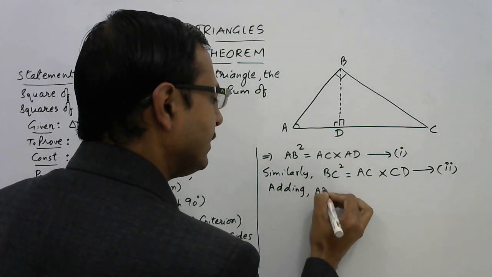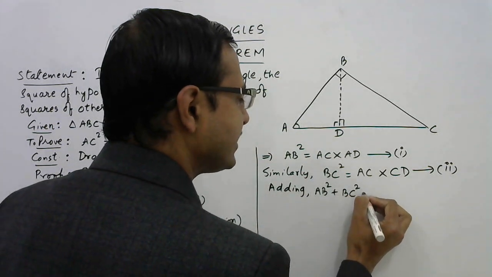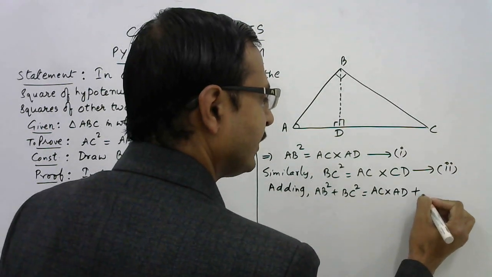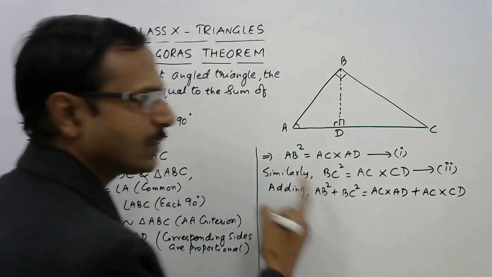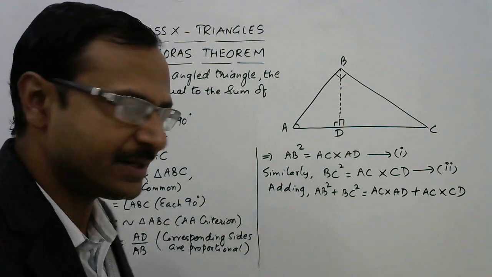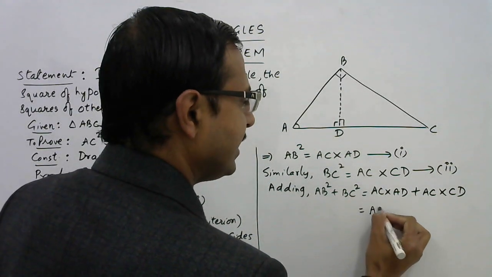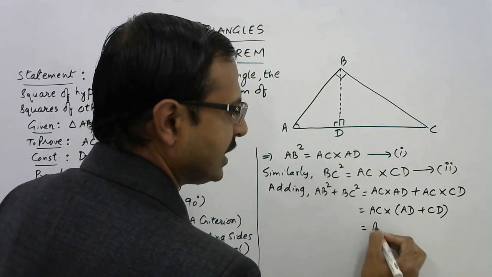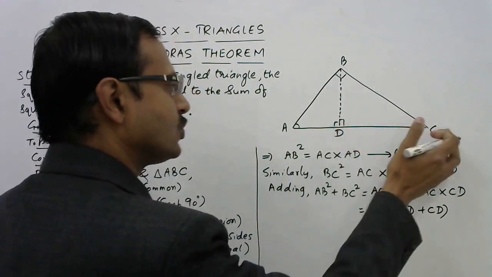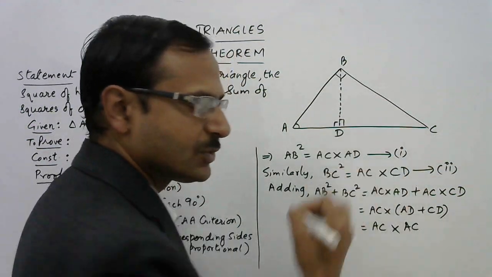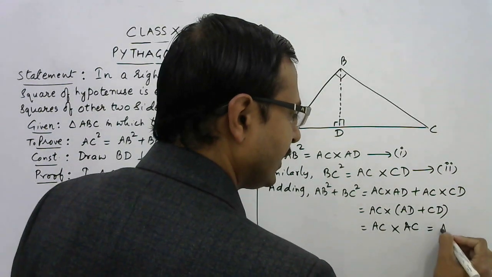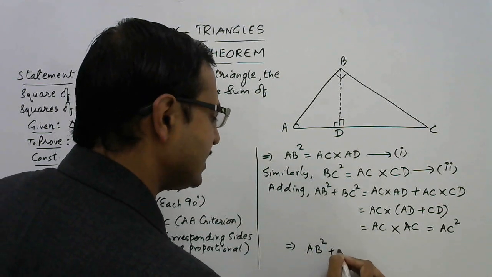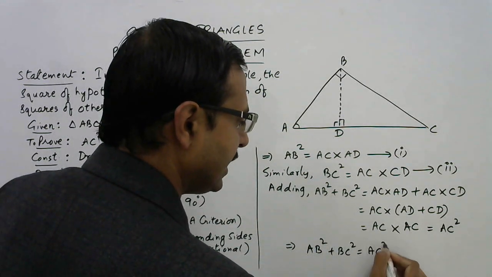Adding, we get AB square plus BC square, which is the left hand side, and on the right hand side AC into AD plus AC into CD. So I have added the left hand sides and the right hand sides. And on the right hand side I have AC as a common side. So AD plus CD will be left in the bracket. And if you see in the figure, AD plus CD is actually AC. So this gives AC into AC equal to AC square, which proves the Pythagoras theorem that AB square plus BC square is always equal to AC square.